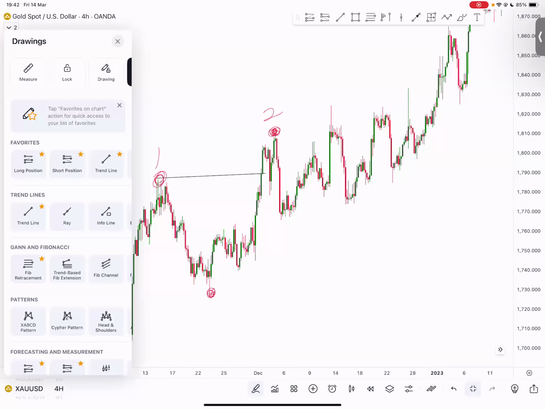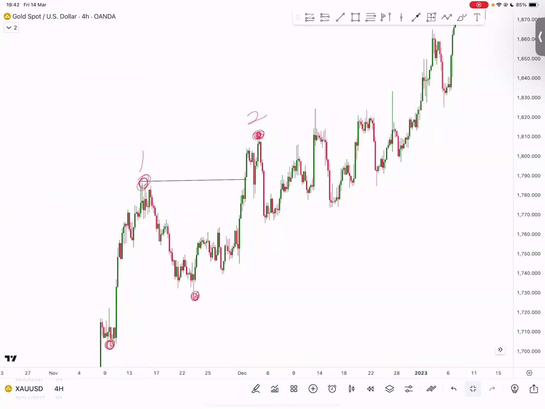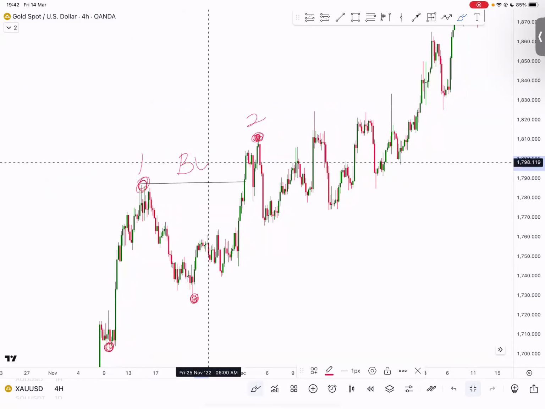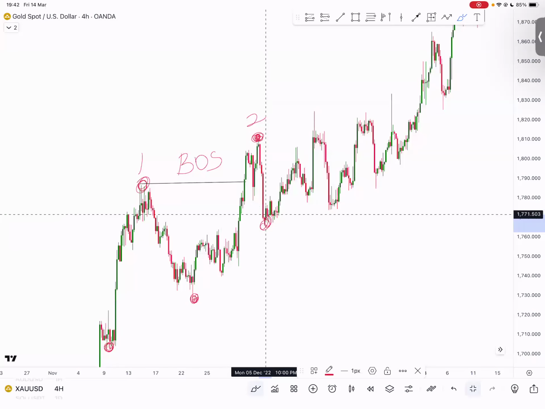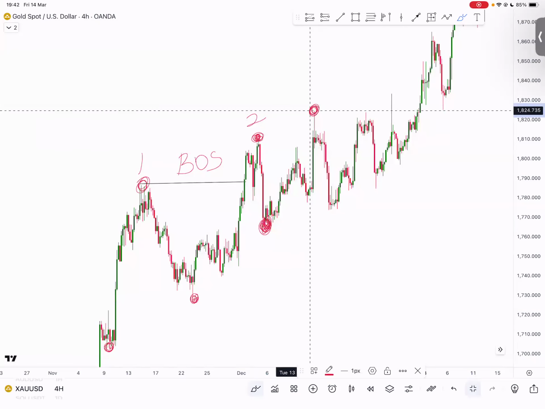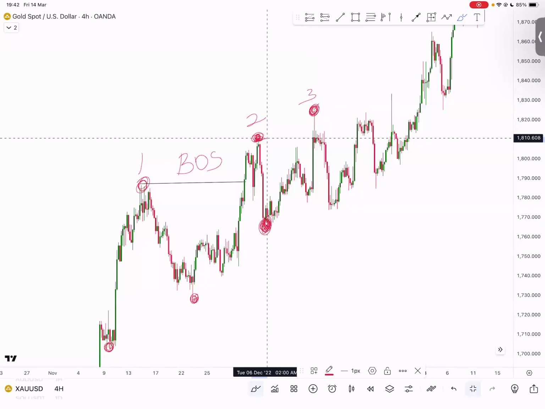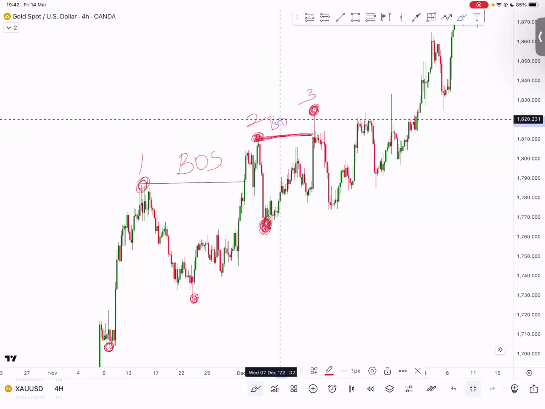The moment price puts in a new high in an uptrend or puts in a new low in a downtrend, this is a break of structure. And then you have this new low, which is our next higher low because it is the lowest point before this new high, which is high 3. So the moment high 3 went above high 2, this was the highest point high 2 got to, that is what we call a break of structure.